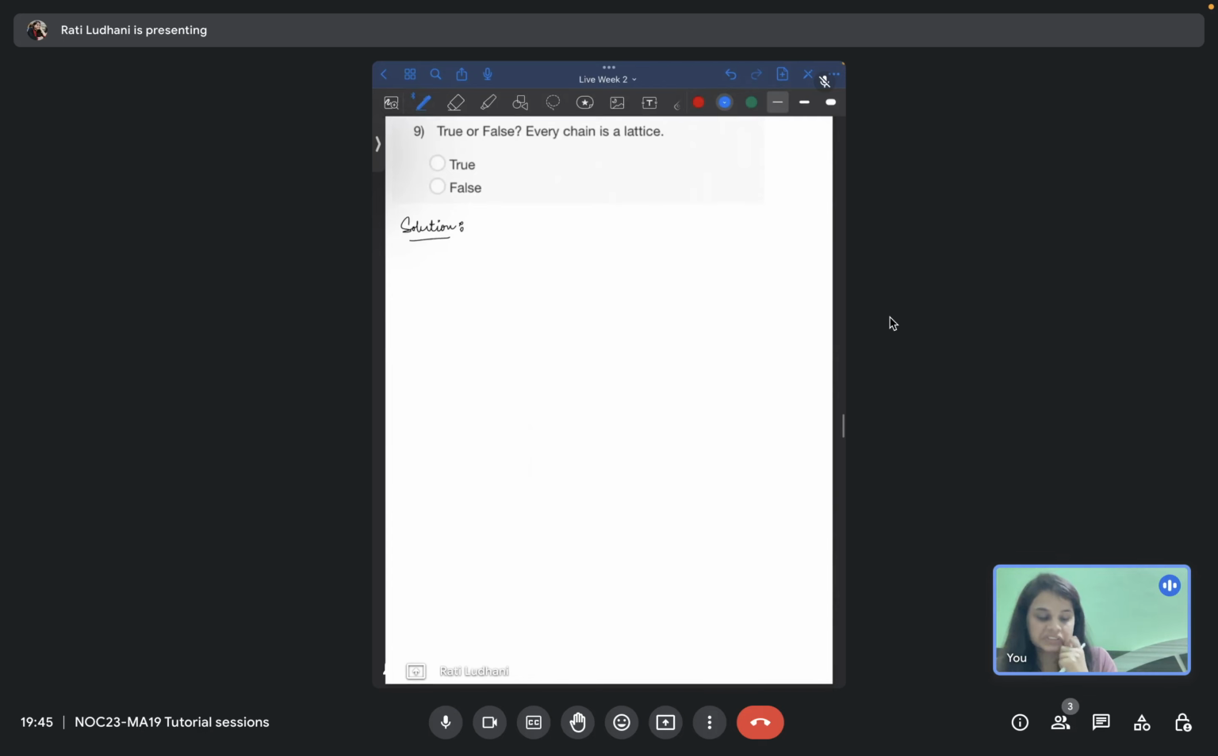Every chain is a lattice. So, if you have two elements X, Y, then the least element is Y and the greatest element is X, and both exist. If X is less than or equal to Y, then the meet will be just the least element, the lower one, X, and the join will be the bigger one, Y.